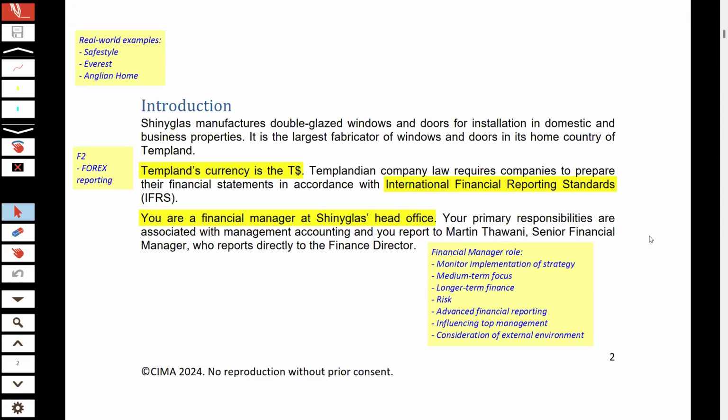Okay, then. Now, it's the largest fabricator of windows and doors in its home country of Templand. First of all, what else does that say to me? It says, I don't think that Shinyglas operates overseas, outside of its home country of Templand. I think it is very much a domestic player, but it is the largest. So being the largest, I'm now thinking, great, they have big bargaining power. They should be able to buy the supplies they need from suppliers at a decent price. They should have economies of scale.